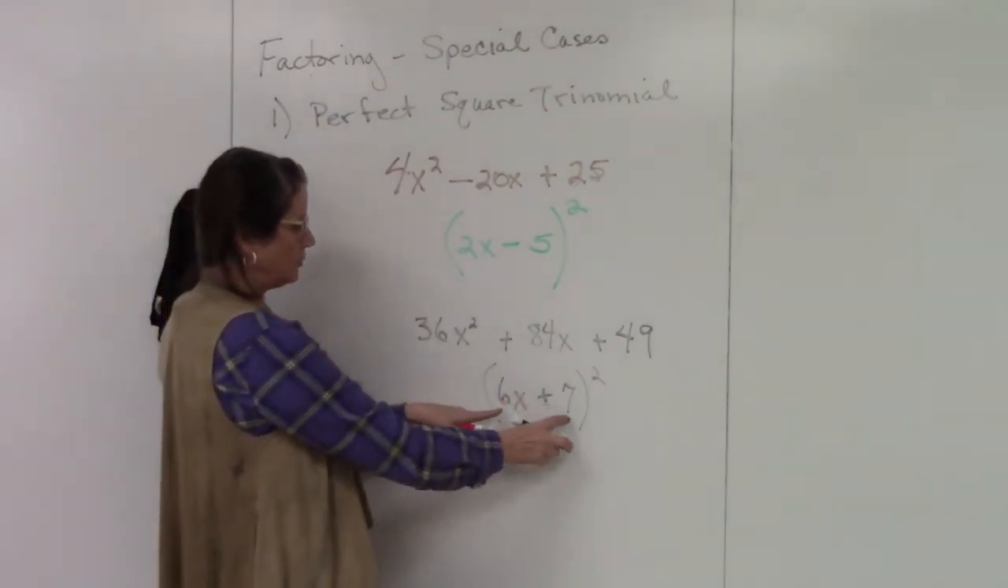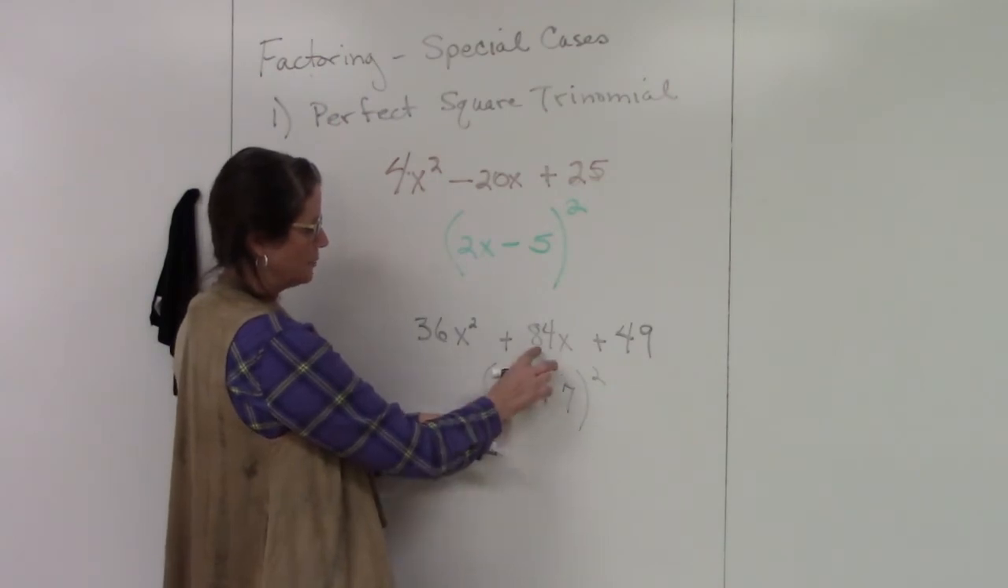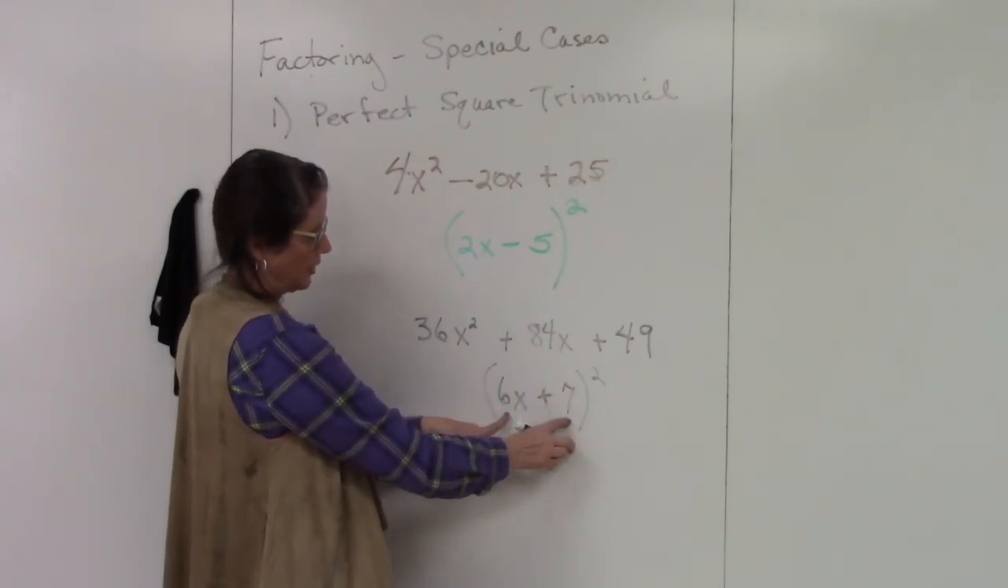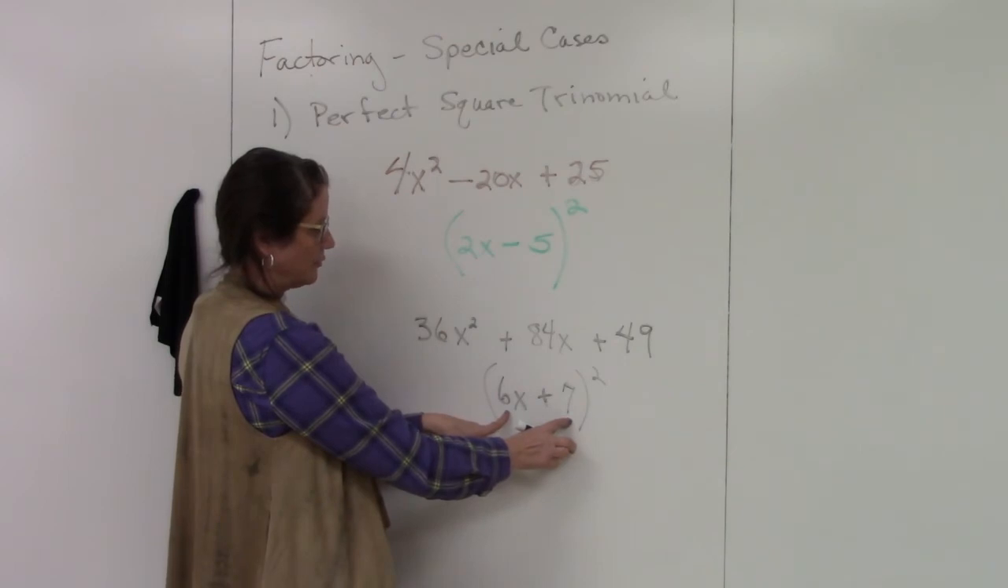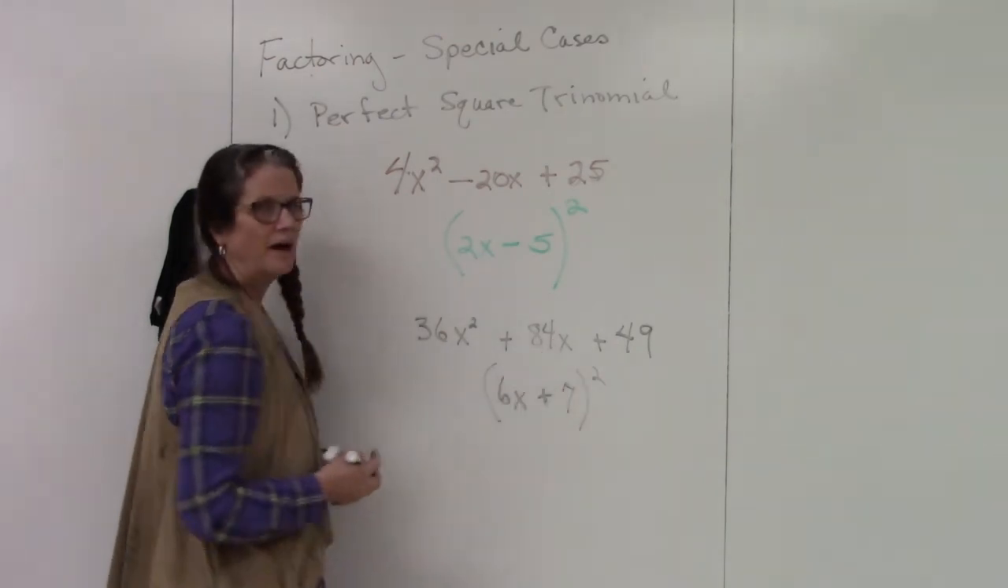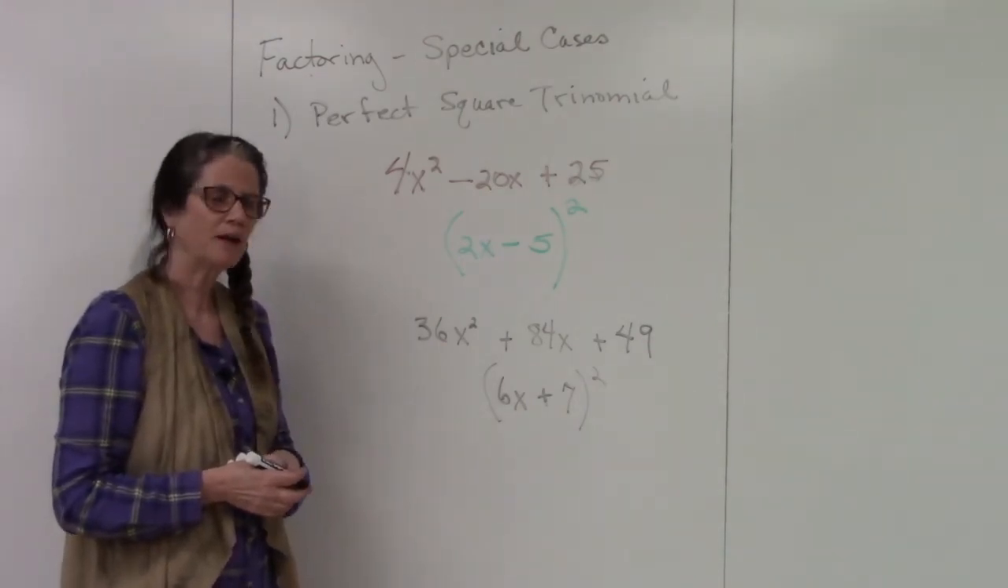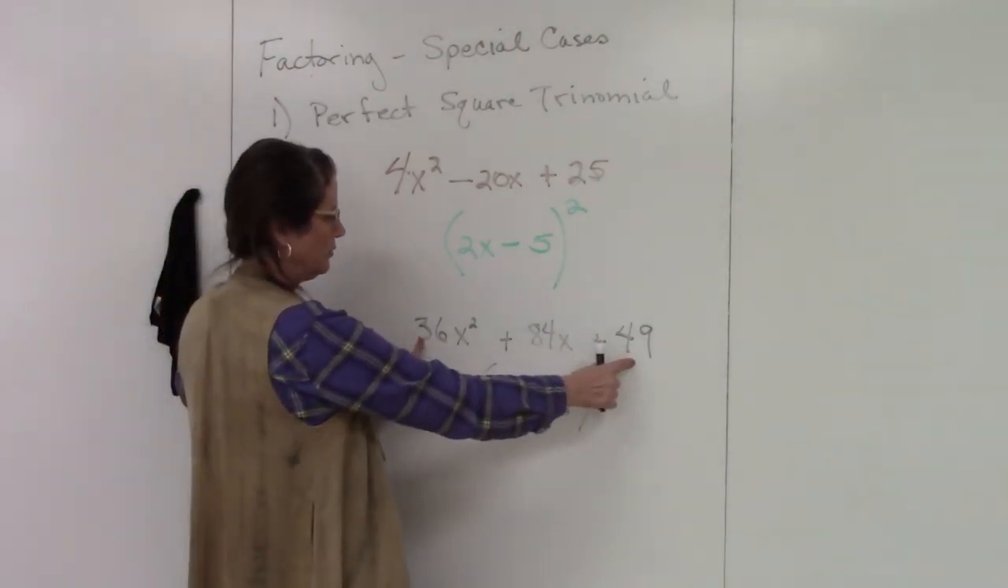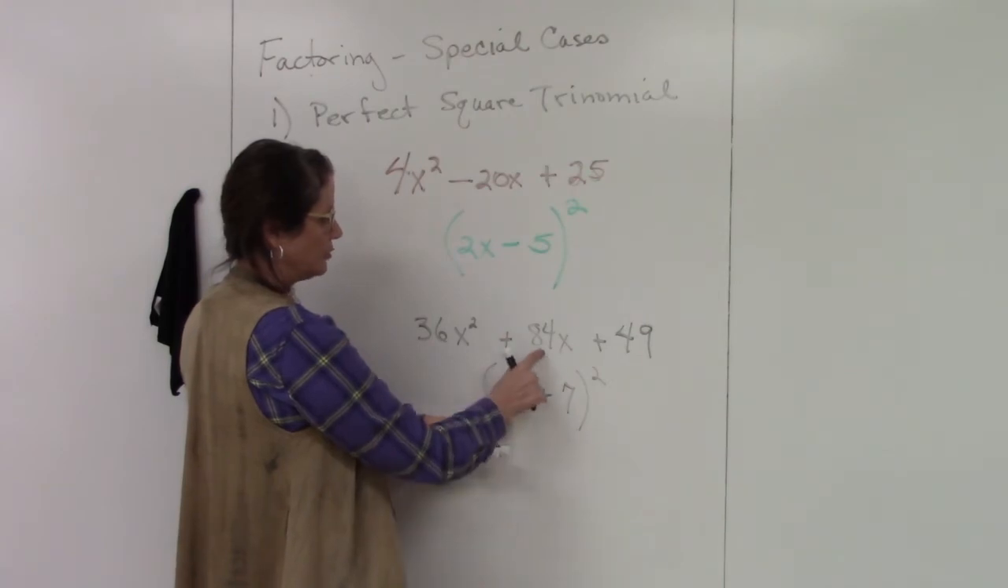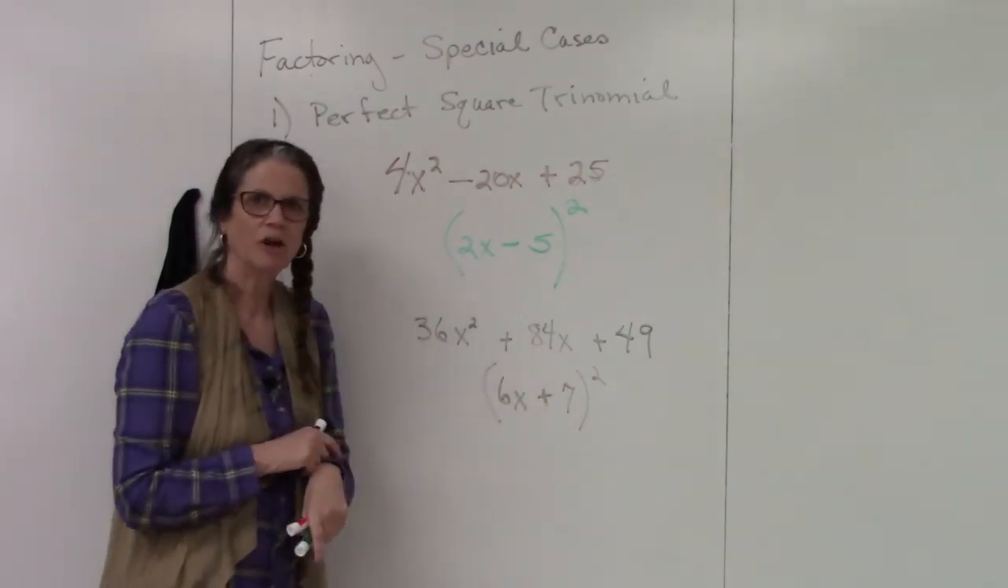If I can multiply this and double it and get this middle number, I know I have a perfect square trinomial. 6 times 7 is 42. 42 times 2 is 84. I know I have a perfect square trinomial. So square root, multiply and double should give you that middle term. You're good to go. That's factoring.